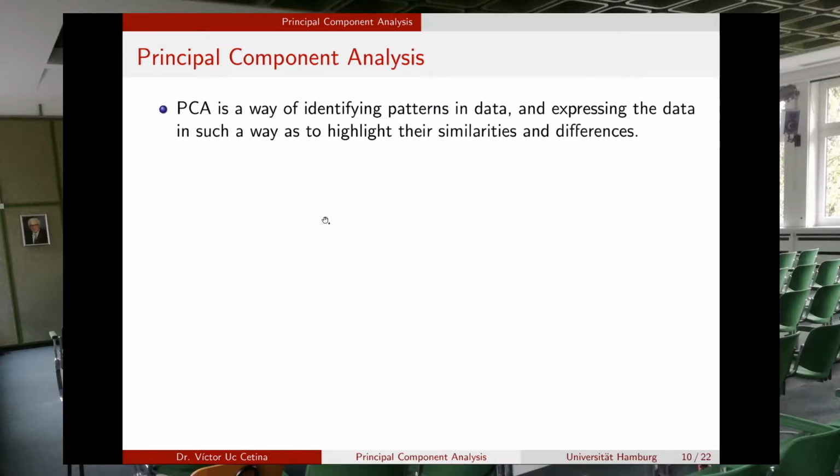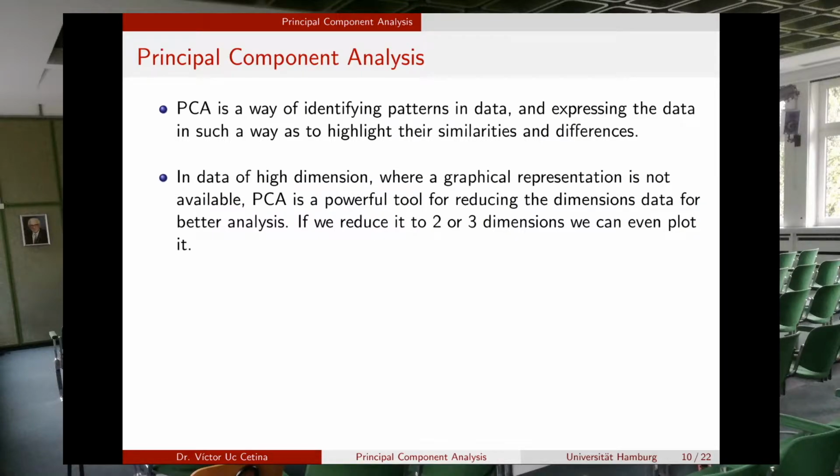So PCA is a way of identifying patterns in data and expressing the data in such a way as to highlight their similarities and differences. So basically, we apply PCA to transform our data set in such a way that the similarities or the patterns that exist in this data set are easier to find, easier to detect, easier to learn by our algorithms.